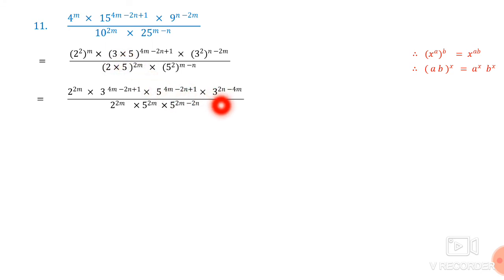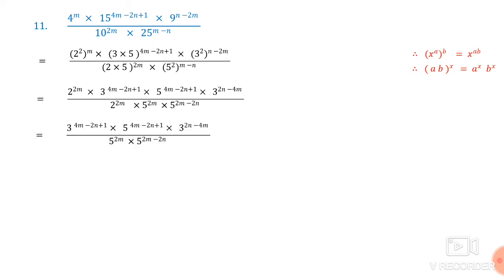Here we have 3 exponent 2n minus 4m. This 2 is multiplied with 2n minus 2m. So we have 3 exponent 2n minus 4m. Here we have 2 exponent 2m and multiply 5 exponent 2m. And this square is multiplied with m minus n. We have 5 exponent 2m minus 2n.